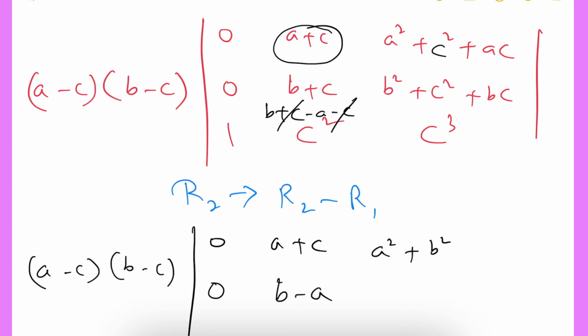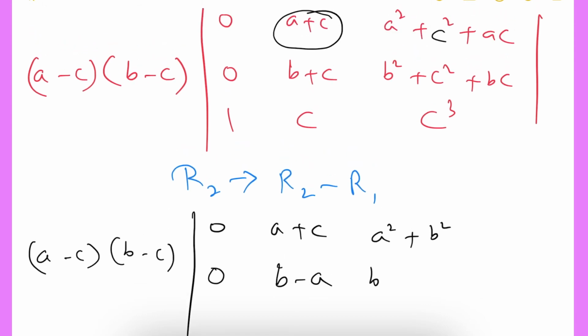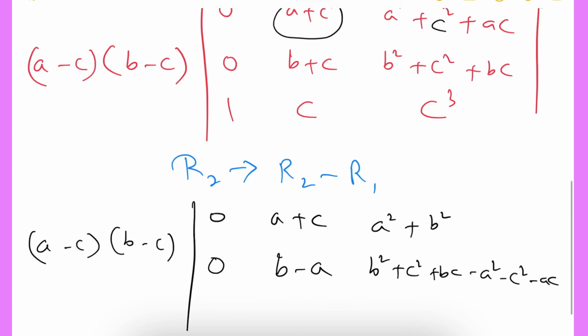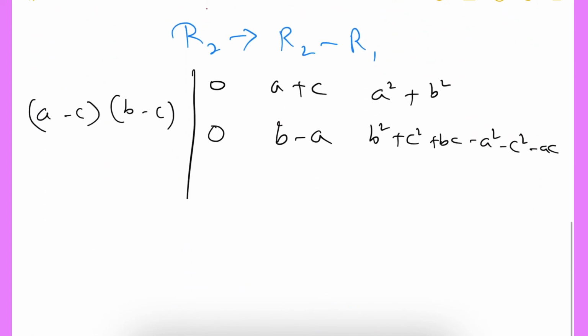Then here b square plus c square plus bc, that a square will become minus a square, plus c square will become minus c square, plus ac will become minus ac. Now third row I am writing as it is, that is 1, c square, c cube. 1 c square c cube as it is.